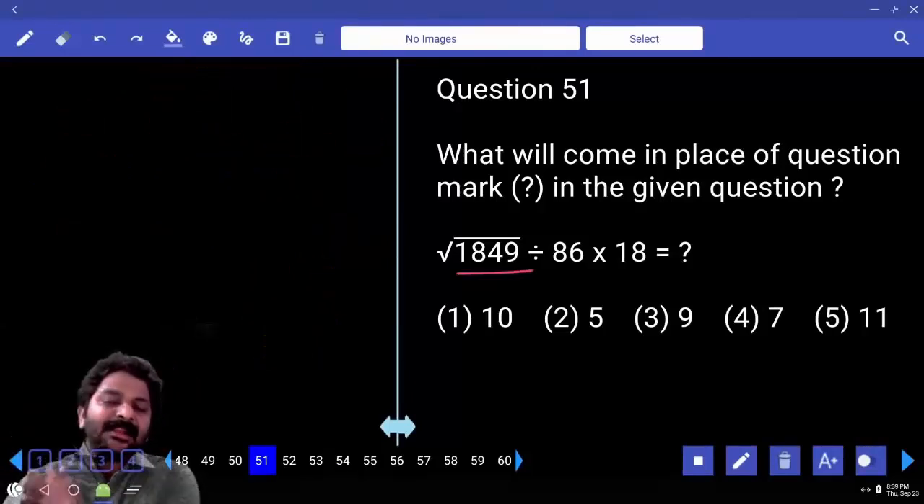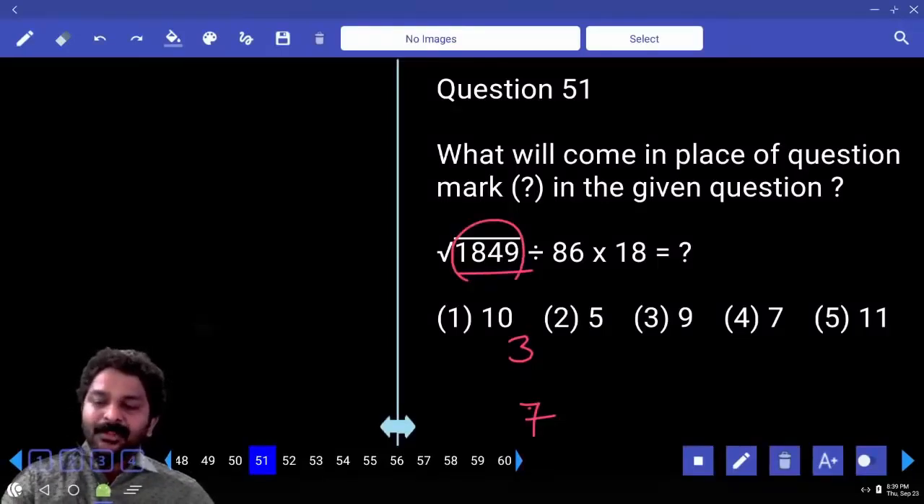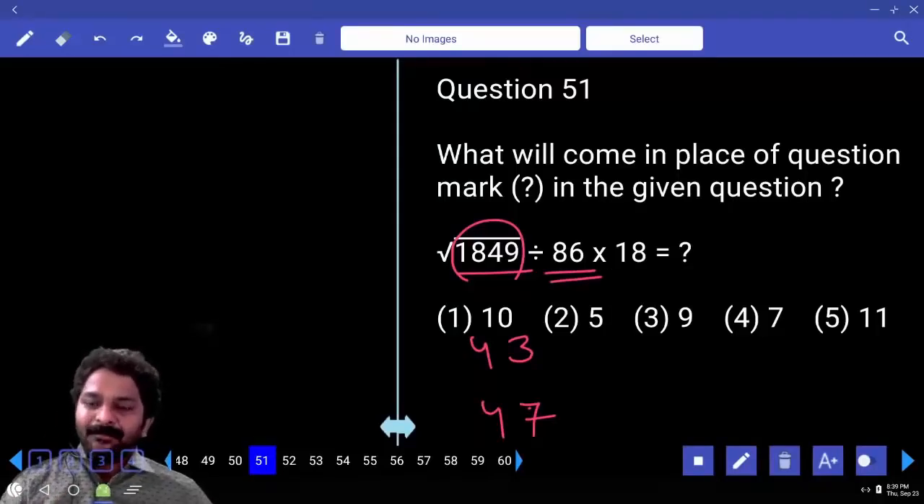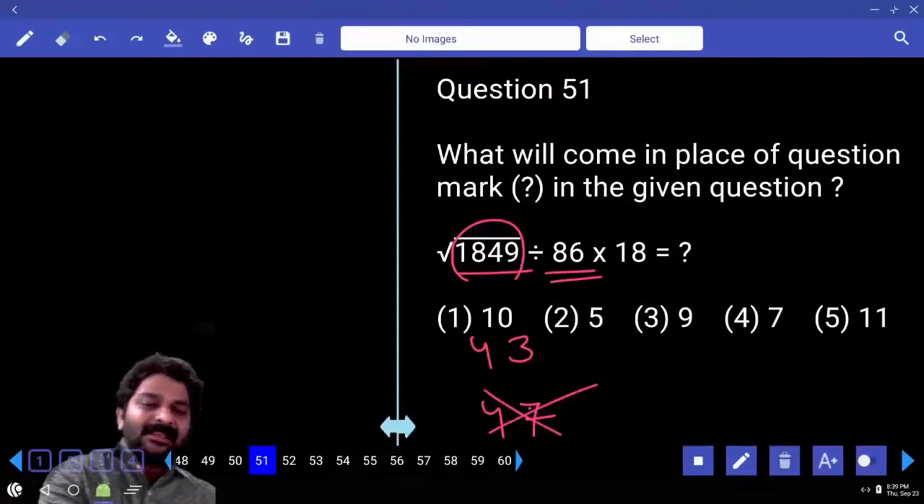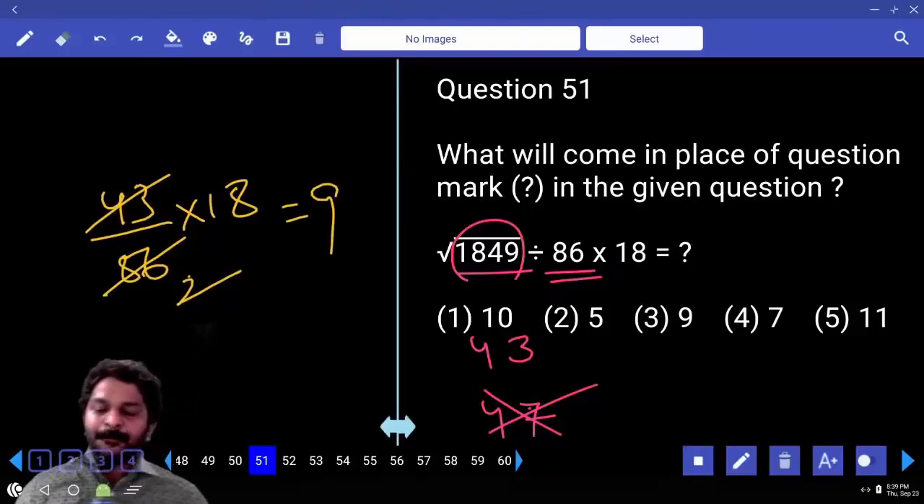Come on. 1849. That means that number should end with either 3 or 7. 40 squared is 1600, and this is a little bit more than that. So that will be 43 or 47. When you look at the other number, 86, that is a multiple of 43 only. Hence I'll consider 43, divided by 86 into 18. 43, 2 times. Answer 9.